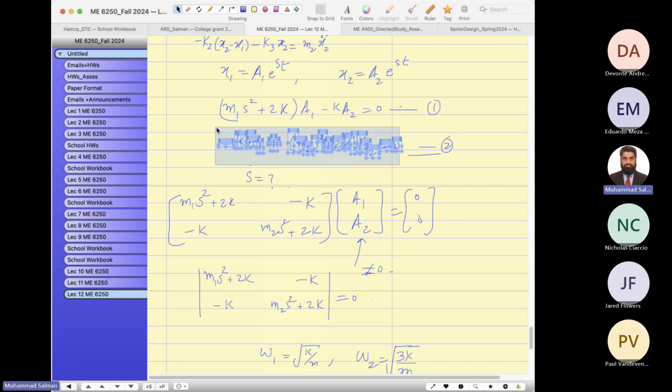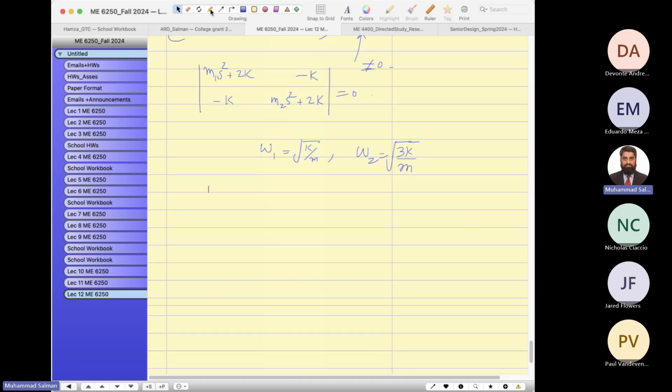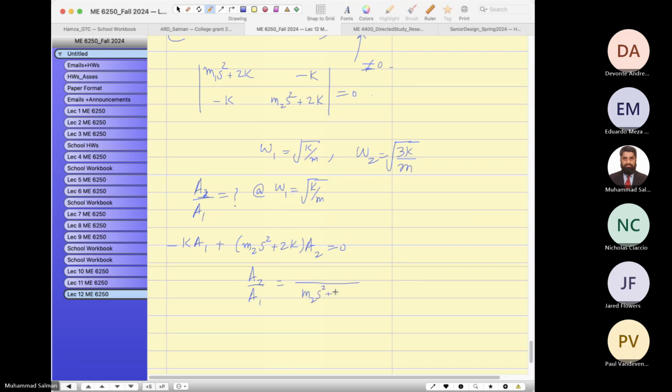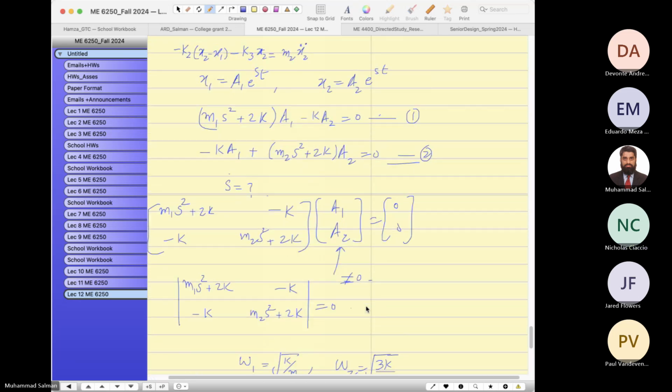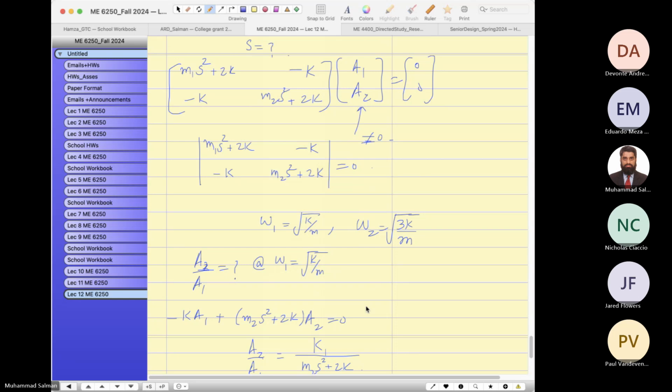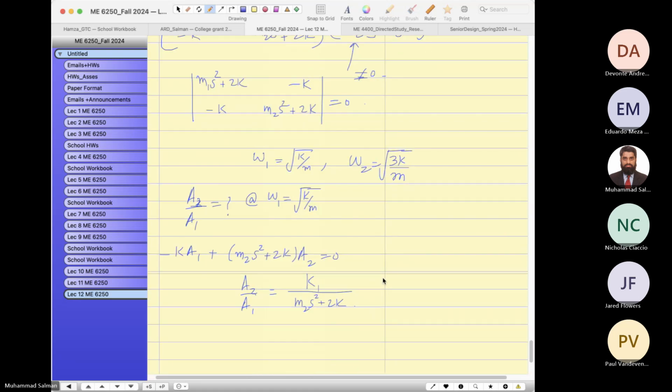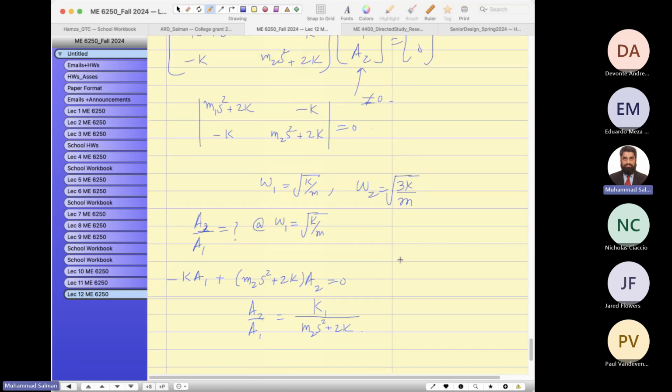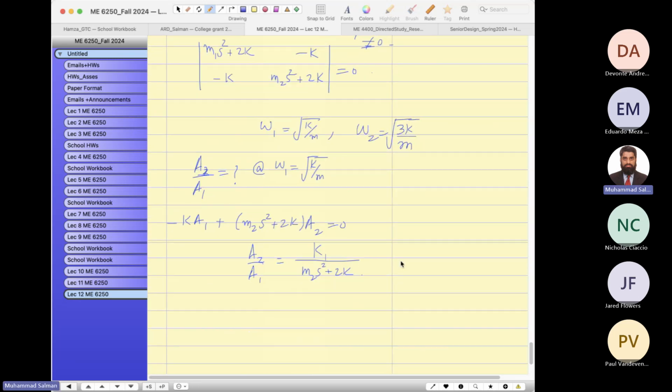And if you take a look at this equation, equation 2, I want to find the ratio of the two amplitudes. These are the mode ratios. So let me show you. I'm interested in a2 over a1 at a certain frequency, maybe at omega 1 equals square root k over m. So what are the values? So let me rewrite here. Is this correct? Yes. So this is correct for the second equation, m2 s².